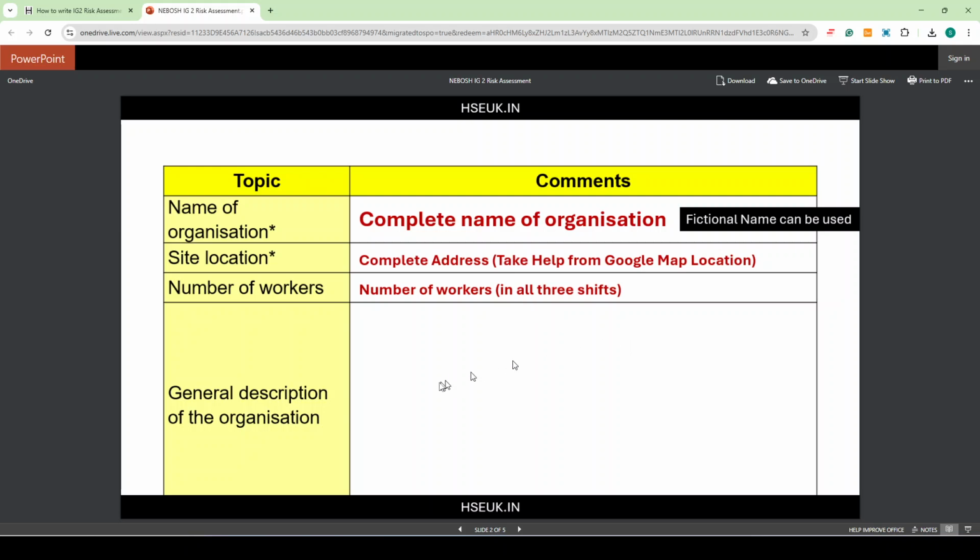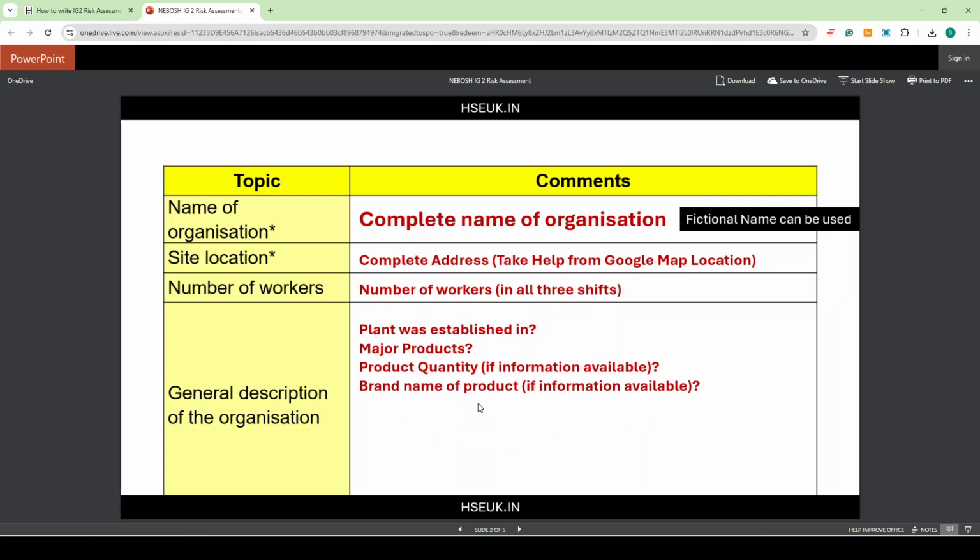Okay. Moving to the next, you need the general description. For that, you should mention where the plant is established, major products, what it produces, product quantity, how much quantity it produces, brand name of the product, like Tata Tea, whatever the brand name, some name of the products you should mention here, what they're producing, or the category of the product that they're producing. Suppose if it is a tea manufacturing company, you should mention some of the names of the teas, like black tea, like green tea, and other teas that they're manufacturing. So that is how you should mention the brand name of the product.